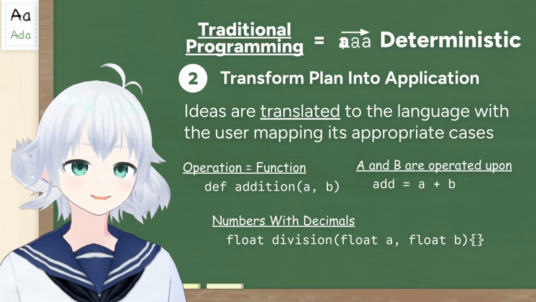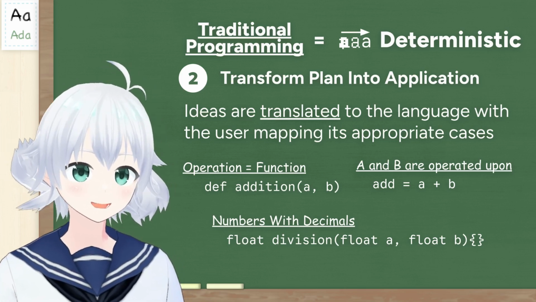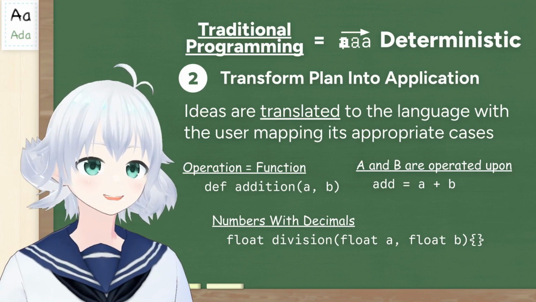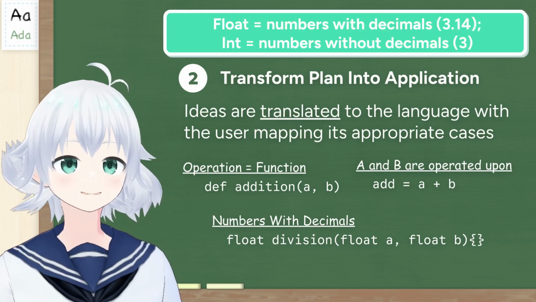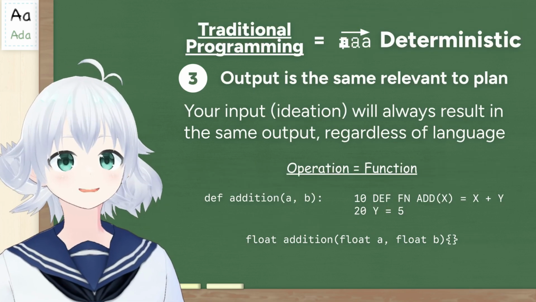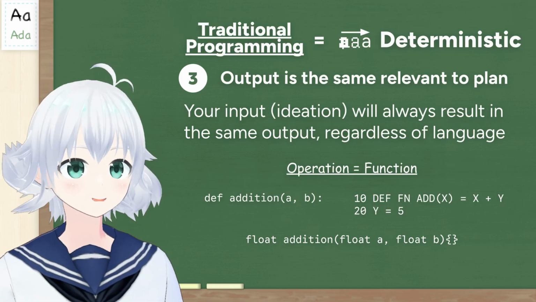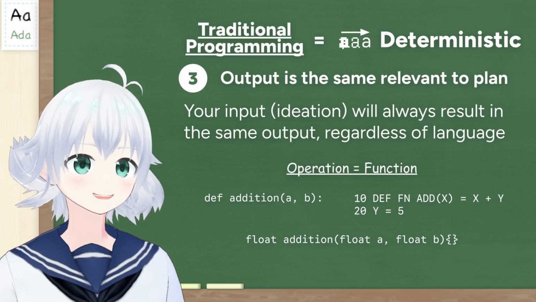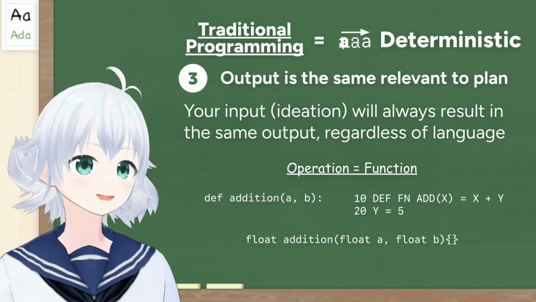Finally, since I explicitly defined all numbers in my calculator to have decimals, I know that's a floating point number, which is different from a normal integer without decimals. Finally, your output after all of that is your own crafted application. Yay! However, that's not the end of it.